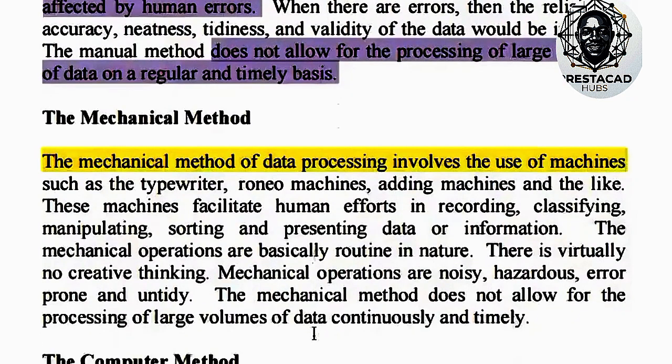We have data processing machines like the typewriter, the adding machines, and so on. The calculator we use, the scientific calculator or whichever type of calculator, is also an example of a data processing machine. It converts data into information. So this machine facilitates human efforts in recording, classifying, and so on and so forth.